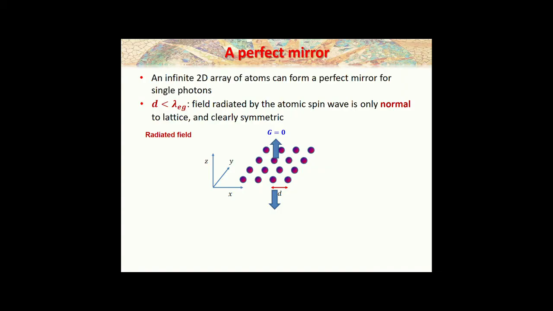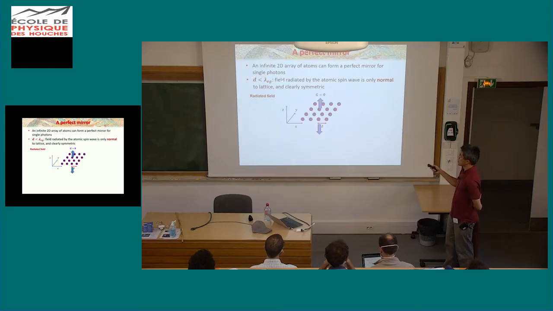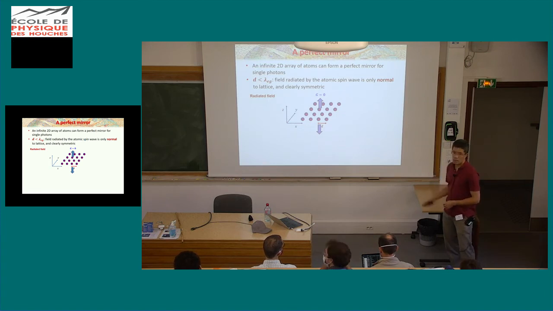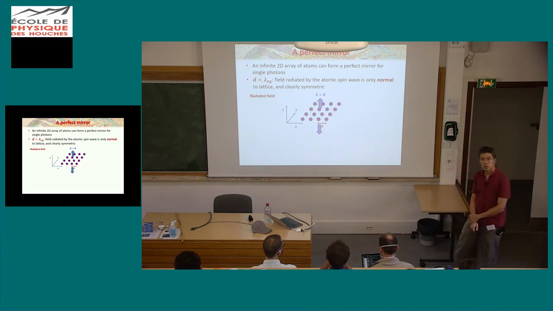So to summarize, if I have a sub-wavelength lattice constant, the field radiated by this atomic spin wave, by this k parallel equals zero spin wave, can only be normal to the lattice. And clearly, it's going to be symmetric. So it'll radiate an equal amount up and an equal amount downward.